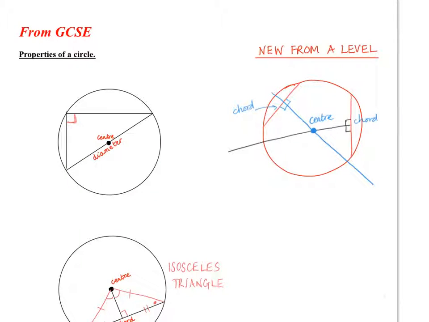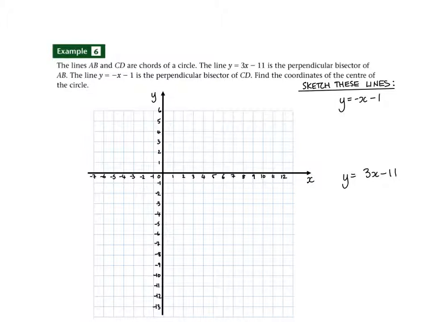Let's apply all of these theorems to the problems that we're going to do with circles in this chapter, and look at the next example. Example 6. The lines AB and CD are chords of a circle. The line y equals 3x minus 11 is the perpendicular bisector.